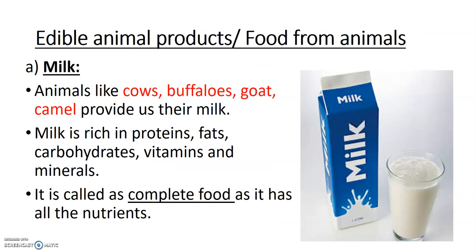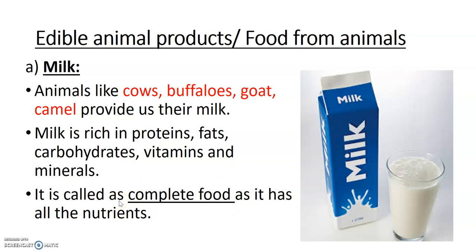Now we start with the second part of the chapter, that is the edible animal products or the food that we obtain from the animals. The first food, everybody knows, milk. Milk is obtained from milch animals like cows, buffaloes, goat, camel, etc. And we treat milk as a complete food. Why? Because it is rich not only in proteins, it is rich in fats, carbohydrates, vitamins, minerals. If you see, all 5 important nutrients are present in milk. So that's the reason that we put milk into a category which is said to be complete food.